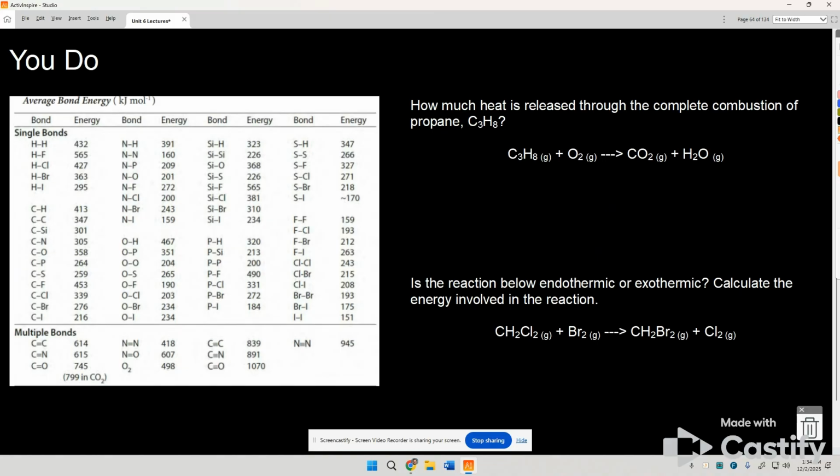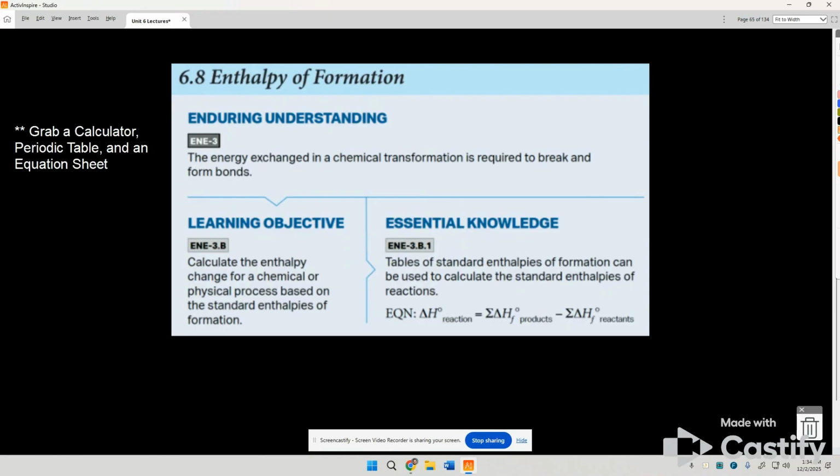And then the second one there is, is the below reaction endo or exothermic? Calculate there. So 2 more problems for you to try and calculate your overall reaction enthalpy based on those bond enthalpies. You can try either of those. Make sure that they're both balanced before you do.